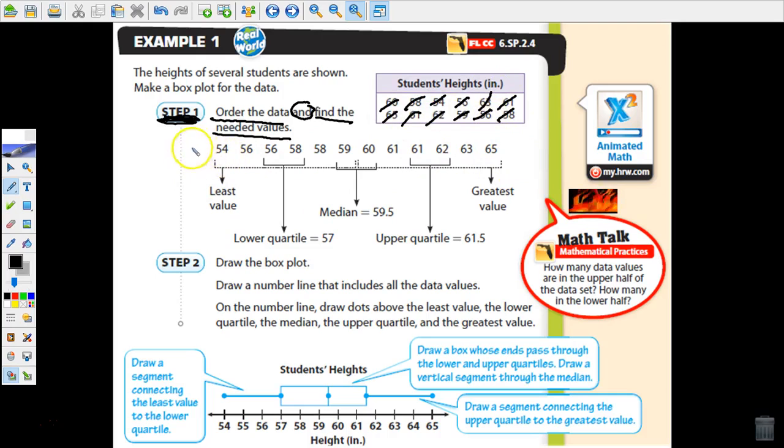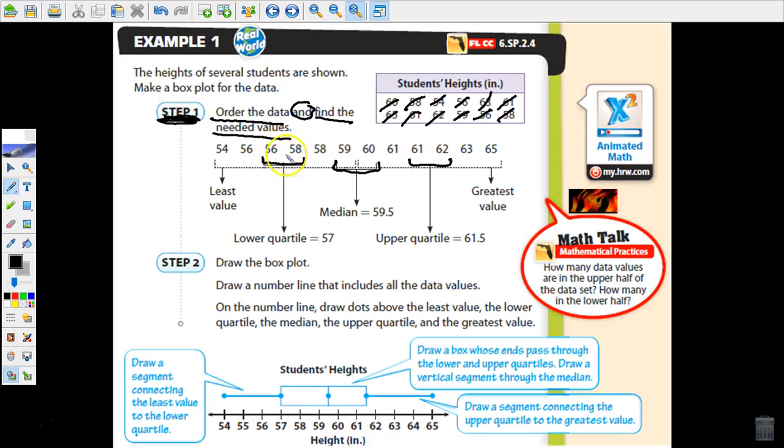So clearly, my least value is the one all the way to the left. My greatest value is all the way to the right, okay? I'm going to count them. 1, 2, 3, 4, 5, 6, 7, 8, 9, 10, 11, 12. So I have 12 numbers. Therefore, the 6th and 7th are going to be my median. And then the 3rd and 4th will be my lower quartile. And then the 9th and 10th will be my upper quartile.